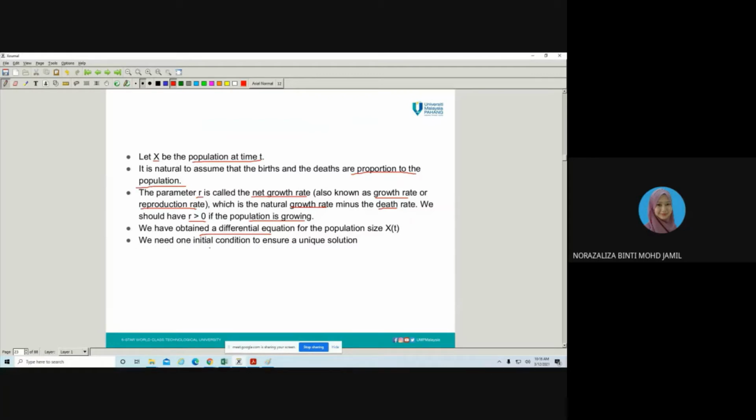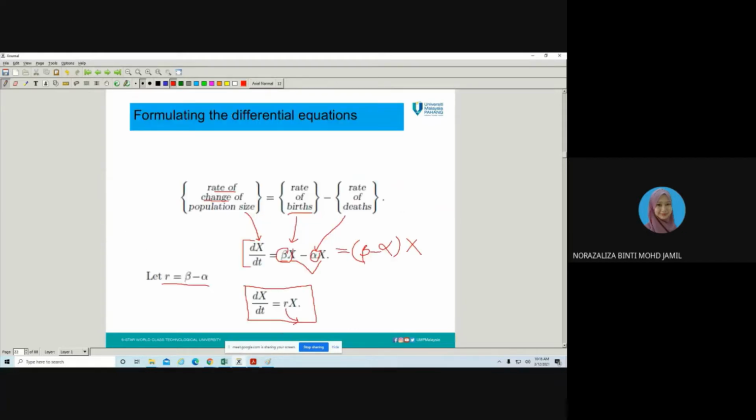We need one initial condition to ensure a unique solution. If you see that the equation is not complete, we need an initial condition. What is the initial condition? We need the information of what is the number of population at the beginning.